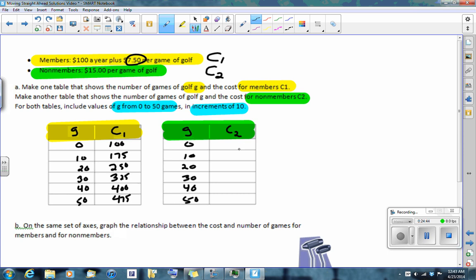For the non-members, the green group, if they don't play any games, they don't have to pay anything. If they play 10 games, we know they're paying $15 a game. So 10 times 15 is 150. And then that continues all the way along. So it's 150 for every 10 more games. So then this would be 300, and then 450, and then 600, and then 750.